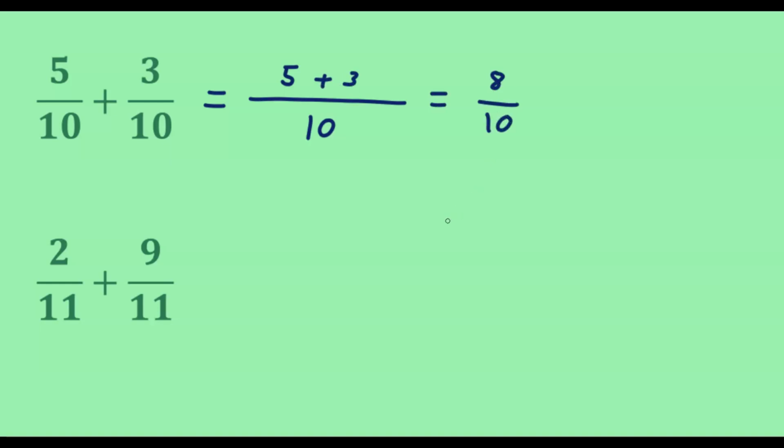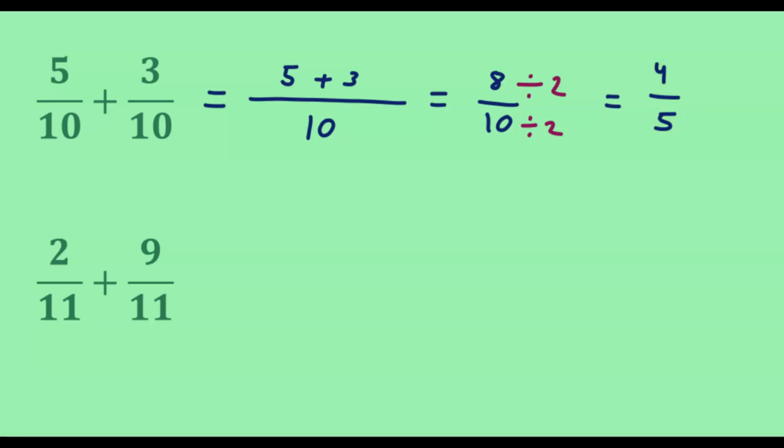Now note that the greatest common factor of 8 and 10 is 2. So we can reduce this fraction, and we divide the numerator of 8 by 2, and we divide the denominator of 10 by 2. So 8 divided by 2 is equal to 4, and 10 divided by 2 is equal to 5. So this is our final answer. 5 over 10 plus 3 over 10 will be equal to 4 over 5.